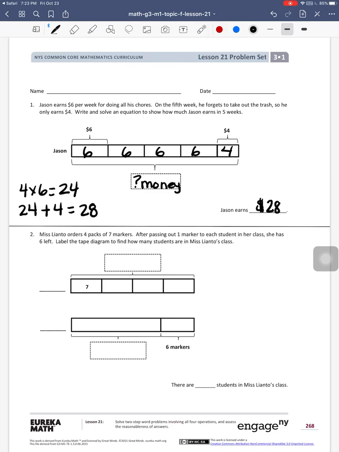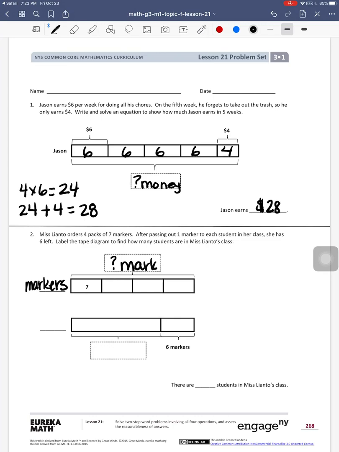All right, Miss Leonto orders 4 packs of 7 markers. After passing out 1 marker to each student in her class, she has 6 left. Label the tape diagram to find how many students are in Miss Leonto's class. All right, so here we have markers at the top. And we don't know how many markers she had, right?